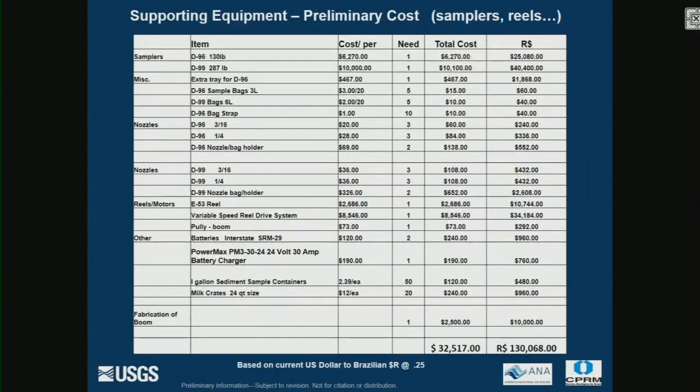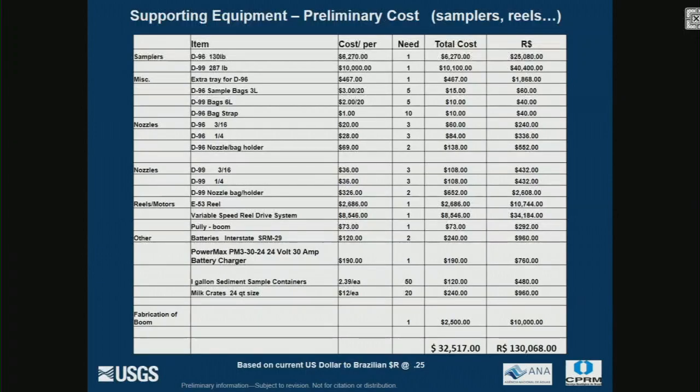I did this for a cooperator who wanted to know what the cost actually was if they were going to get involved in sampling with depth-integrated samplers themselves. So here are the samplers. The 96 is somewhere around $6,300. Now, these prices may have changed since I made this.